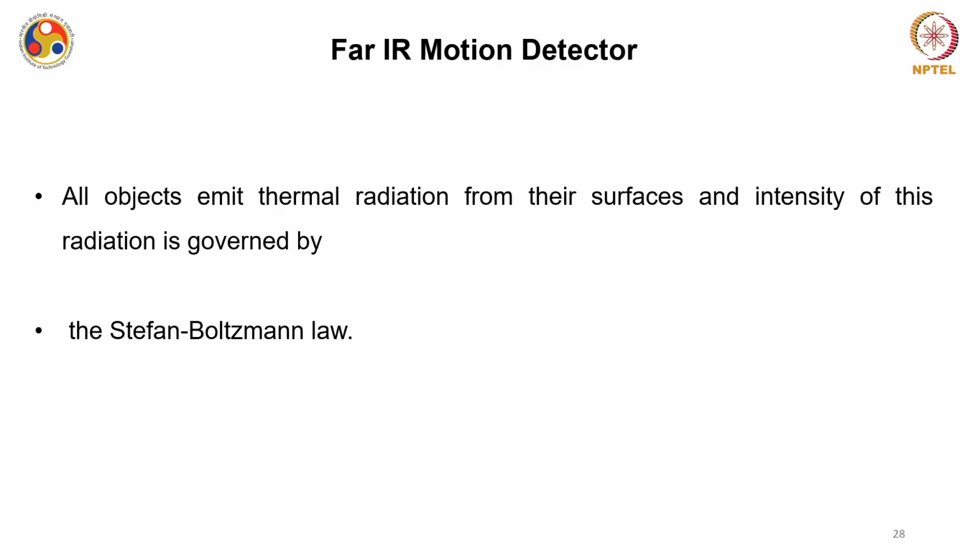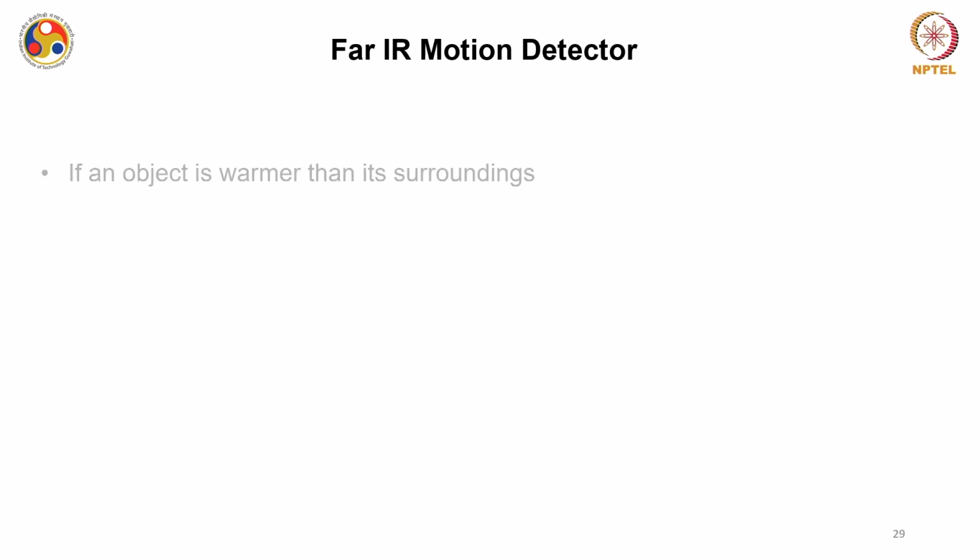Okay, so all objects emit thermal radiation from their surface. The intensity of the radiation is governed by the Stefan-Boltzmann law. We will see in this course, and I am sure many of you must be aware of this Stefan-Boltzmann law, but since we are discussing a sensor which actually uses this thermal radiation, we have to talk about this Stefan-Boltzmann law very briefly.